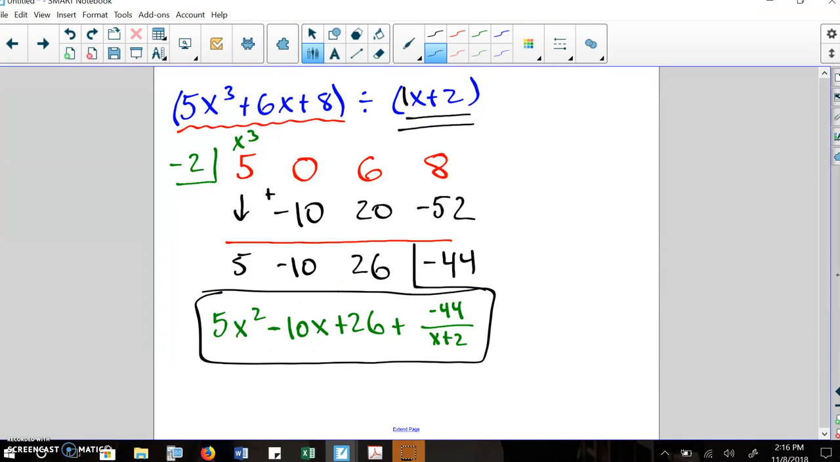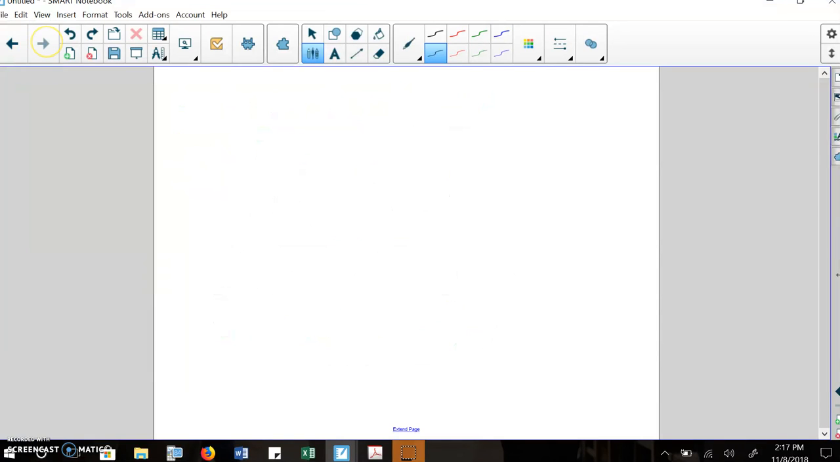Once again, we could make a final statement that said x plus 2 and 5x squared minus 10x plus 26 are not factors of this dividend, because when I divide, I do not get a remainder of 0. Okay? One more quick example here. It's the same kind of thing. This is just so you can see it multiple times.